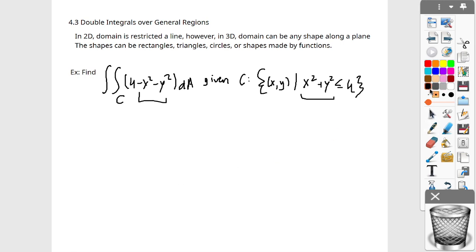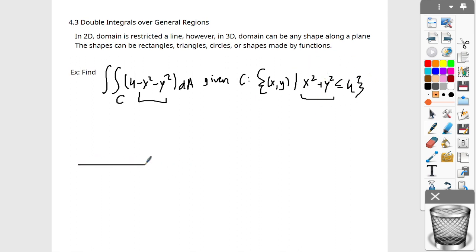But in 2D, we've already discussed that the domain of a function can be any shape. It can be a circle, it can be a rectangle like we did in 4.1, or it can be a triangle, it can be some wacky shape that the domain we want to focus on can exist in. So, for example, in this question, the area that you want to integrate, C for circle, is a circle and it has radius 2.